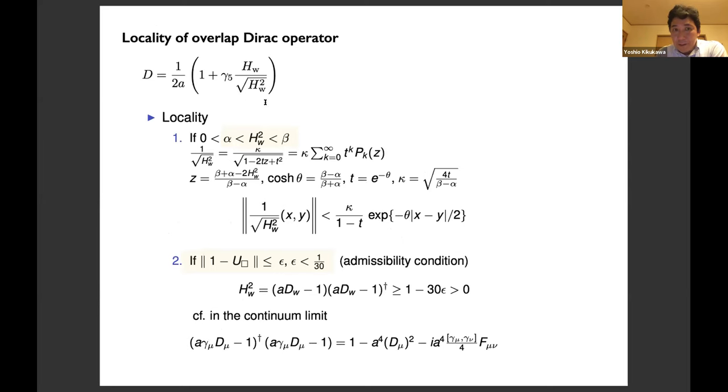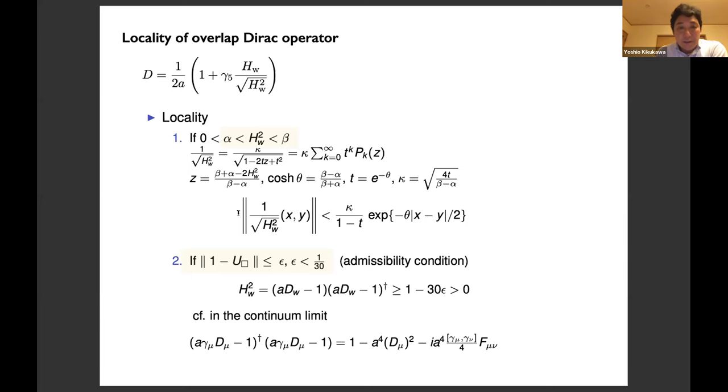Okay. So this is nothing but X dagger X, but we can write it as the square of the Hermitian Dirac operator because of the chiral conjugate relation with gamma 5. Then we can say that if this square of HW has a bound from below and above with some positive constants alpha and beta, then we can show that the kernel of the inverse square root of HW square satisfies the exponential bound with respect to the distance X minus Y, okay? And the coefficient is of the order of the inverse lattice spacing.